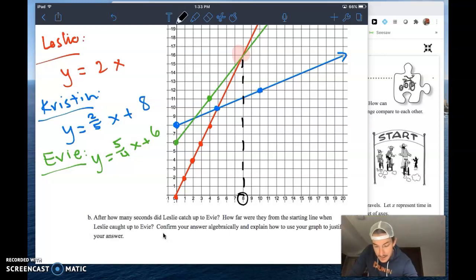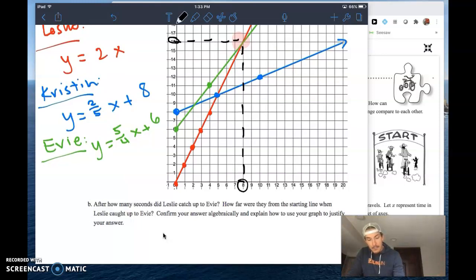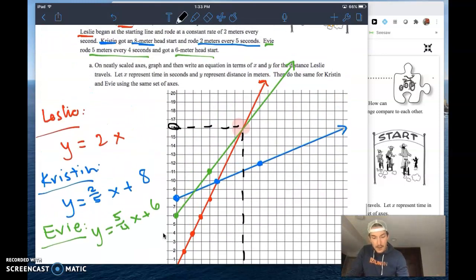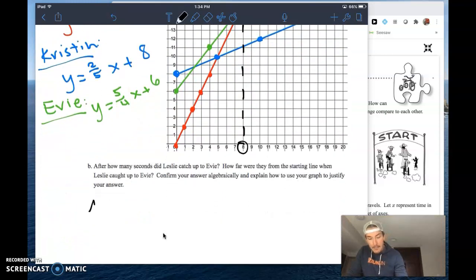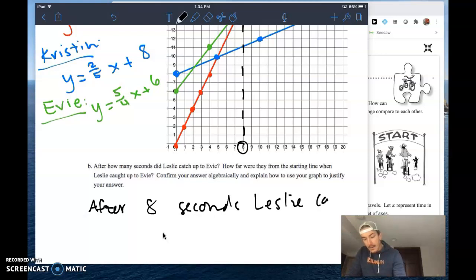Well, my distance is going to be over here. And it turns out, how far were they? They were 16 meters. Is it meters or feet? I'm sorry, I don't remember. Meters. So I can go ahead and say after 8 seconds, Leslie caught Evie 16 meters from the start.